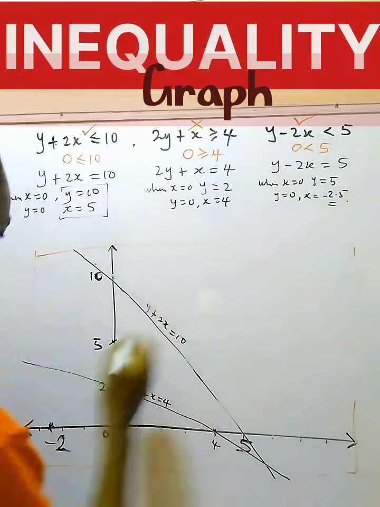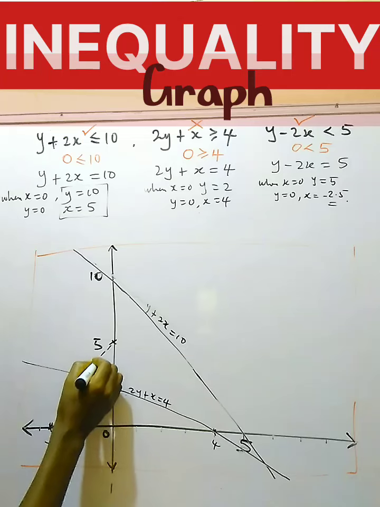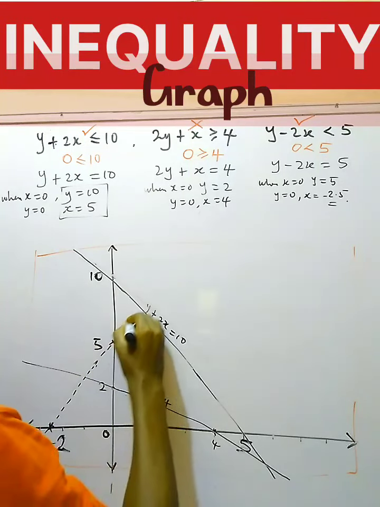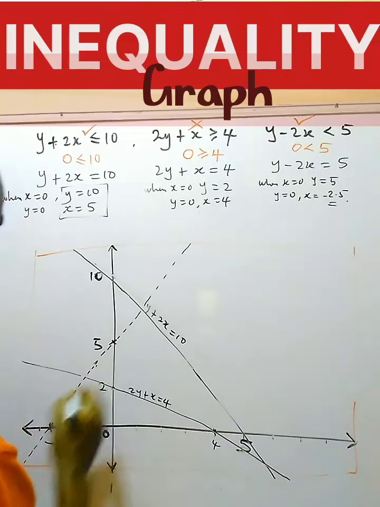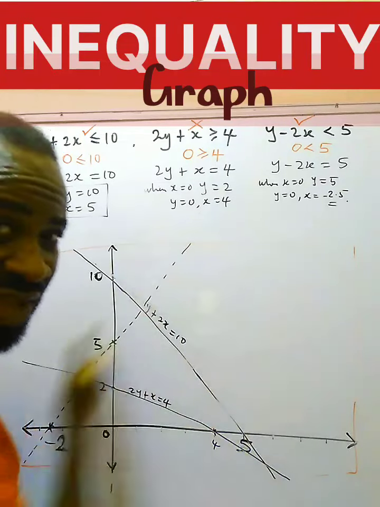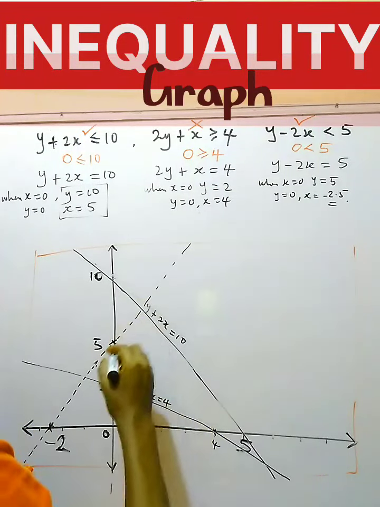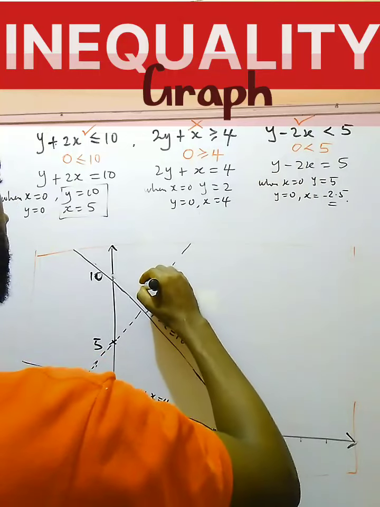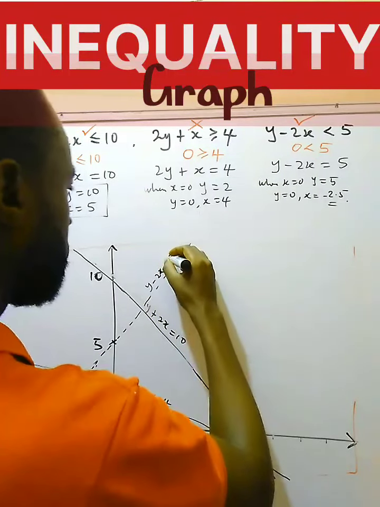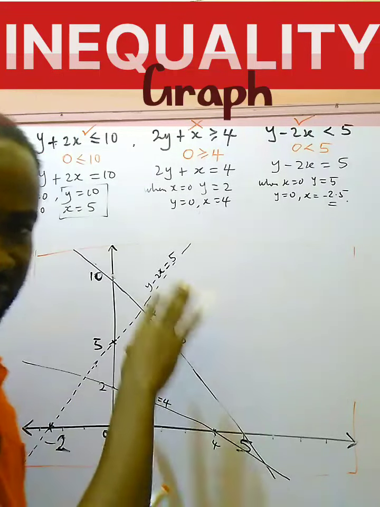So the line will pass through these 2 points. And this is less than, so we are going to have a broken line passing through those points. So let me join it with a broken line. These are supposed to be straight lines, so don't mind my hand. So this is the boundary line for y minus 2x less than 5. I've drawn all the boundary lines now, so all I have to do is show the region that represents this.